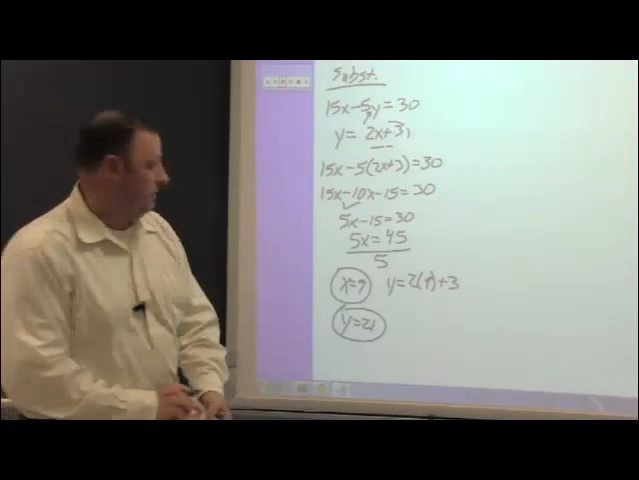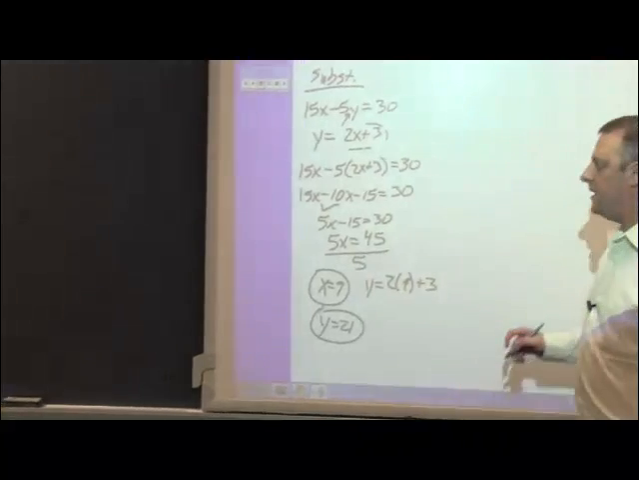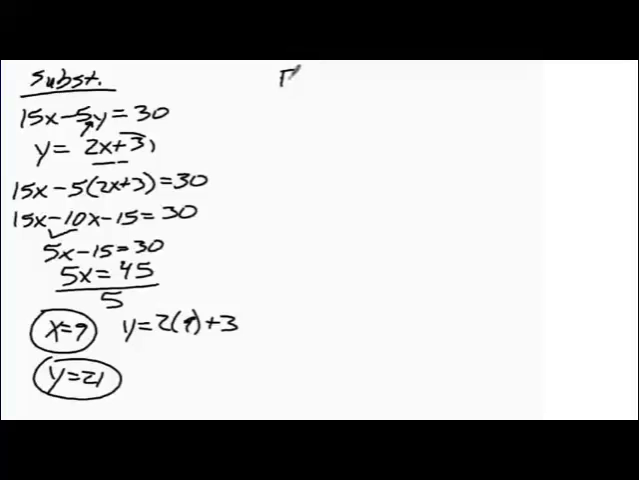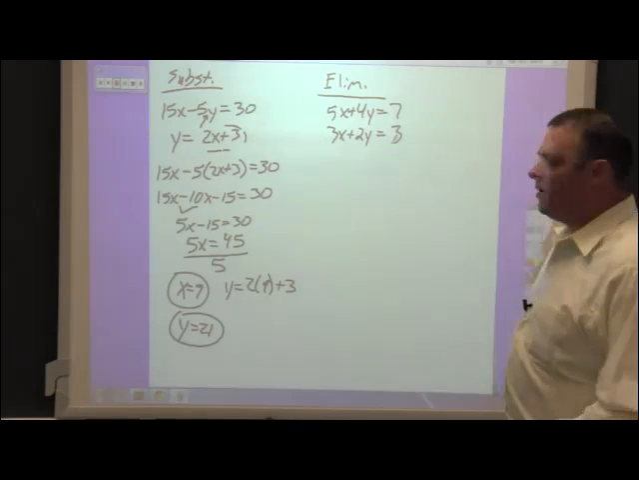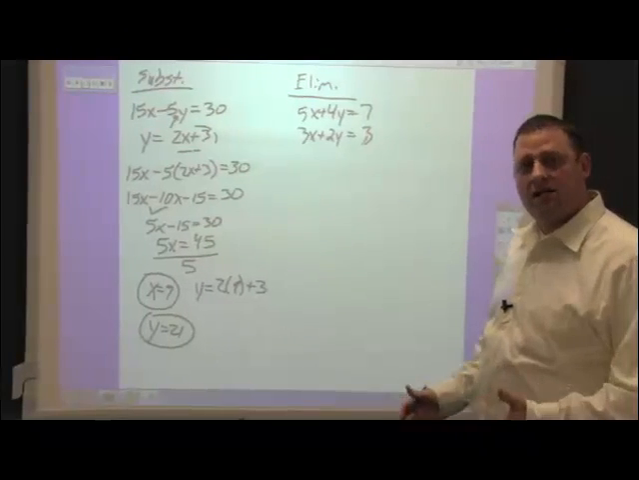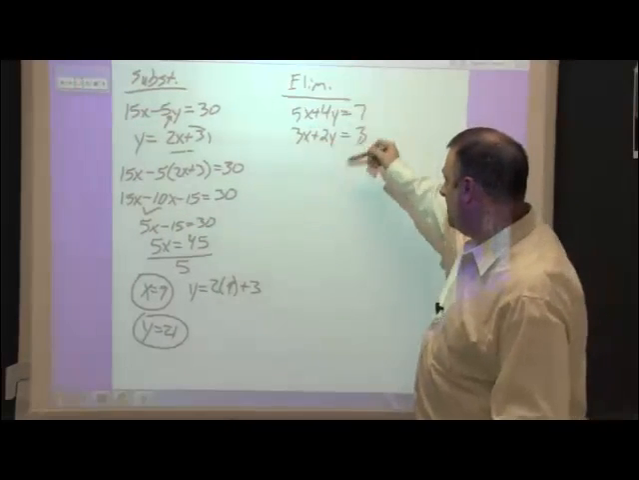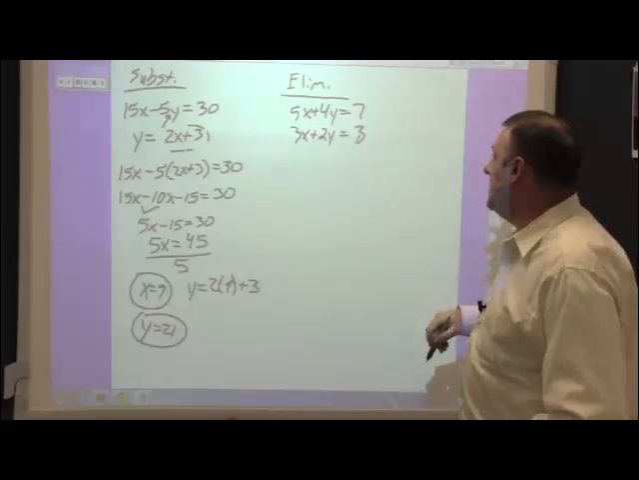Now let's talk about elimination. Let me show you an example of elimination. 5x plus 4y equals 7. The other one is 3x plus 2y equals 3. What you'll notice is you'll see the x's, the y's, and the constants are all lined up. So the x terms, y terms, constants, the ones that don't have variables with them, lined up.